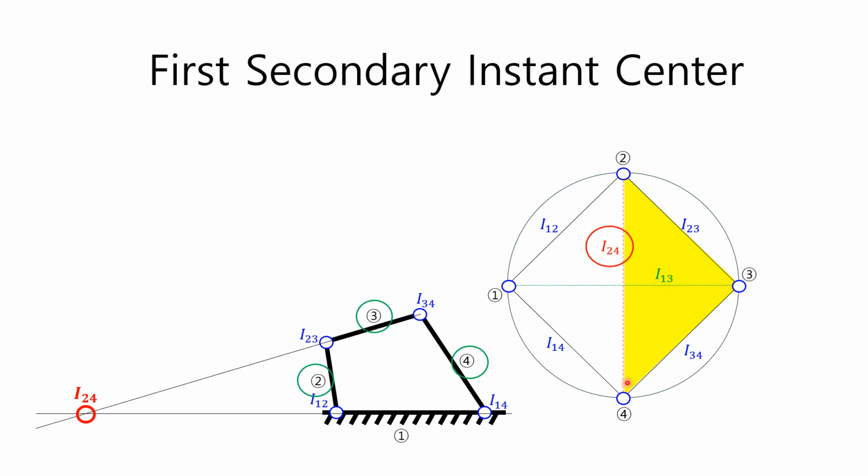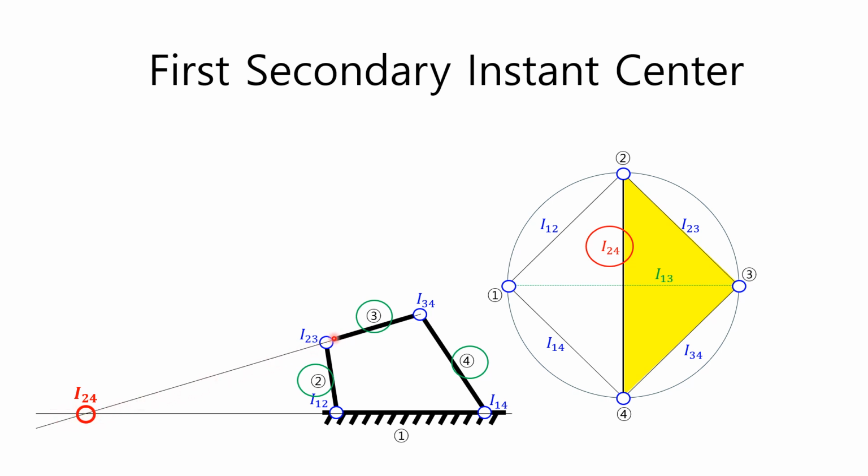The remaining triangles, including link 2, link 3, and link 4, are shown in yellow in the right figure. The red dashed line represents the secondary instant center I24 as before. What the yellow triangle means is that the secondary instant center I24 must be on a straight line with the primary instant centers I23 and I34. Therefore, draw a long line through I23 and I34 on the left mechanism. The line drawn here intersects the line drawn earlier through I12 and I14, and the point where they intersect is the secondary instant center I24.